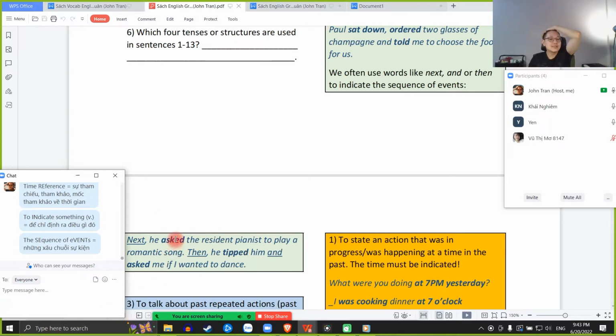Sau đó, anh ta mới hỏi cái người nghệ sĩ piano mà sống ở trong khu đó luôn, để chơi một cái bài nhạc lãng mạn. Sau đó, anh ta mới cho tiền bo anh nghệ sĩ này, và ask me, và hỏi tôi nếu mà tôi muốn khiêu vũ. Ok, nó theo cái chuỗi sự kiện như vậy đó. So this was like indicate the sequence of event, next, then, and something.